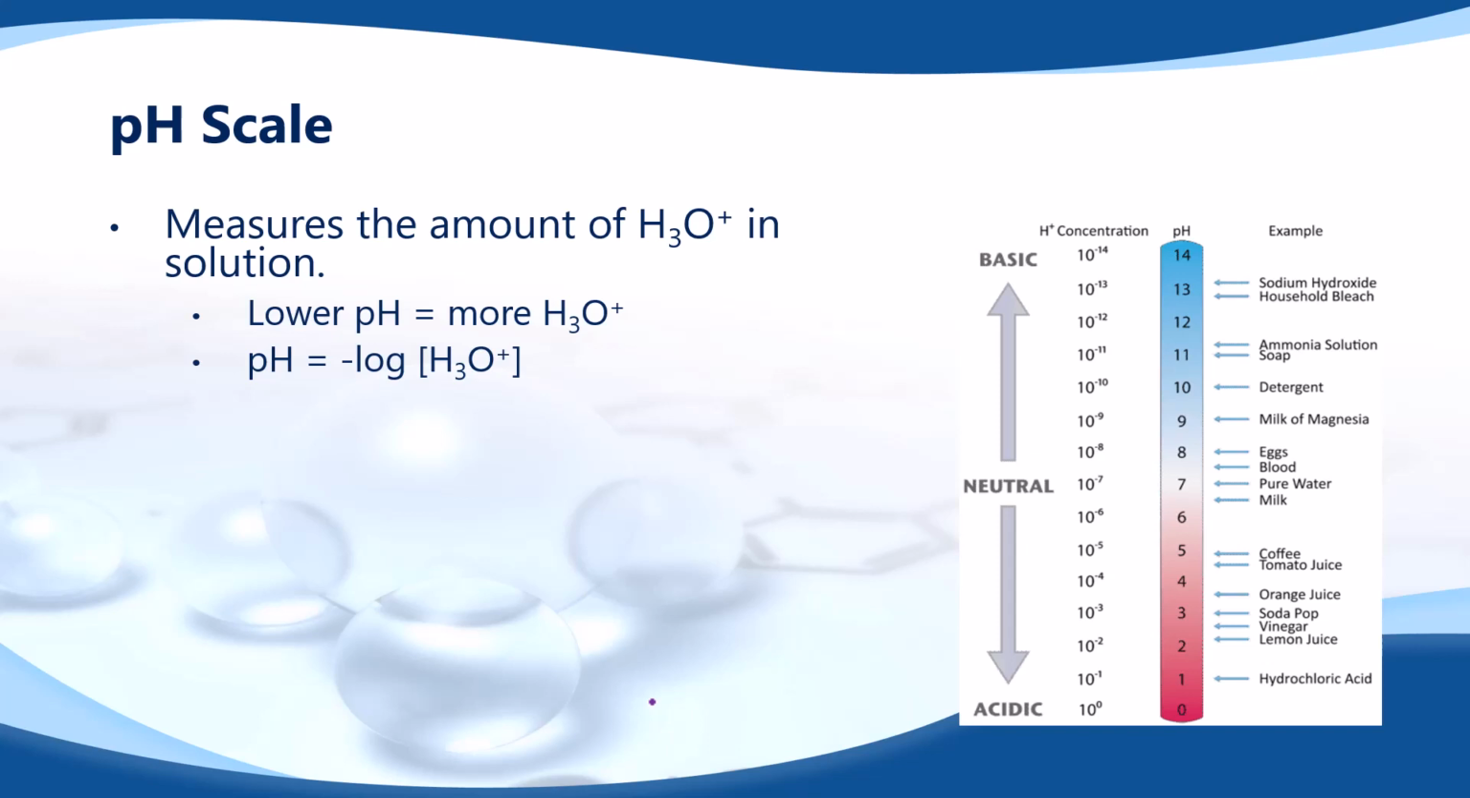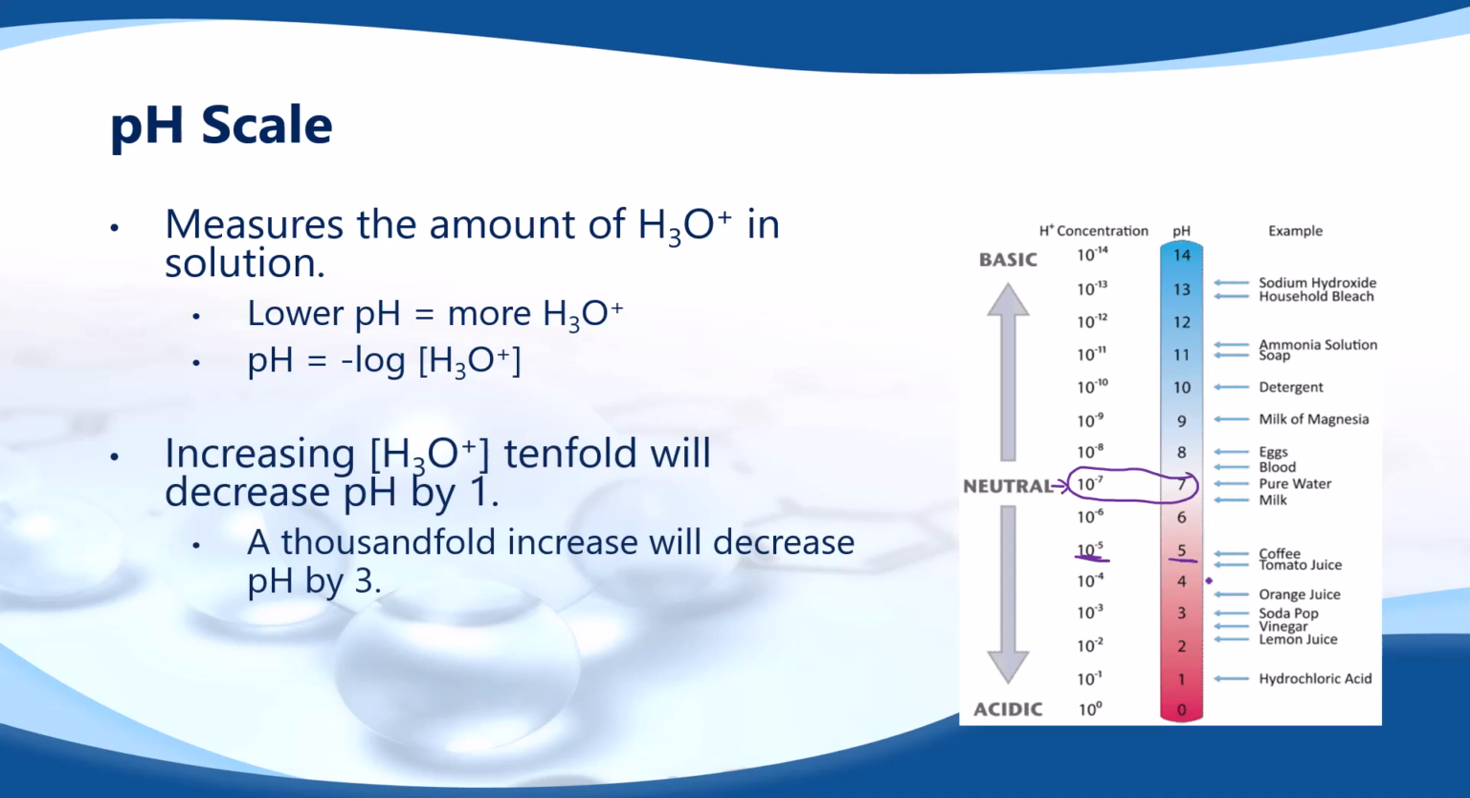A purely neutral solution has a pH of 7 at 25 degrees and a concentration of H3O+ of 10 to the minus 7th molar. So the lower the pH, the more H3O+ is in the solution. The formula that we use to determine pH is that the pH of the solution is the negative logarithm of the H3O+ concentration. So if we take, for example, coffee. Coffee has an H3O+ concentration of 10 to the minus 5th. The negative log of 10 to the minus 5th is 5. So coffee has a pH of about 5.